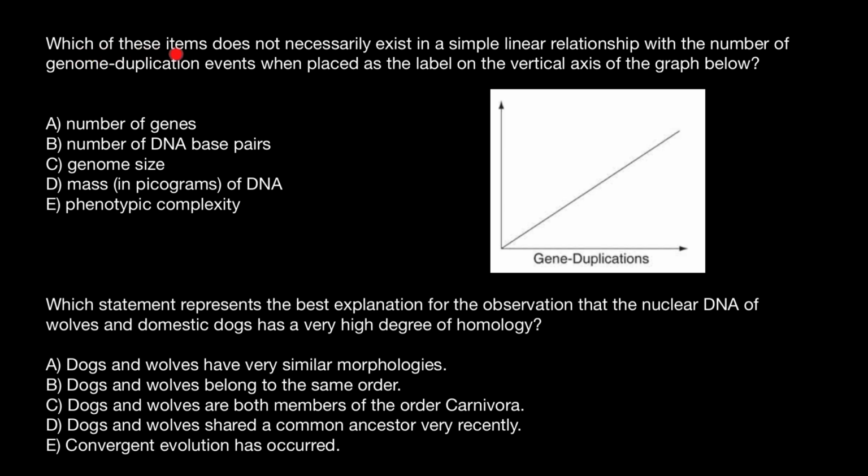Today we are going to talk about evolution, and here's the first problem. Which of these items does not necessarily exist in a simple linear relationship with the number of genome duplication events when placed as the label on the vertical axis of the graph below? And here's a graph, and here are the variants to choose from.